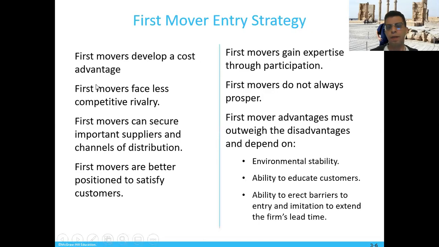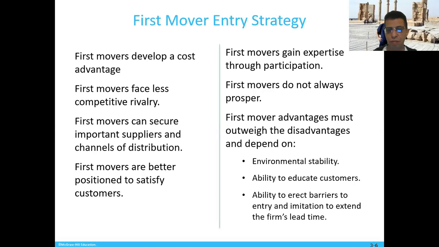So why do you want to use the first mover entry strategy? It's the most interesting part of this. To summarize, it is the fact that first movers develop a cost advantage. Because you're a first mover, usually you have less cost, and in a way you can price it as much as you want. First movers face less competitive rivalry. As I said, we went there and we were the first people to do this business of telecommunication in Iraq and higher education.